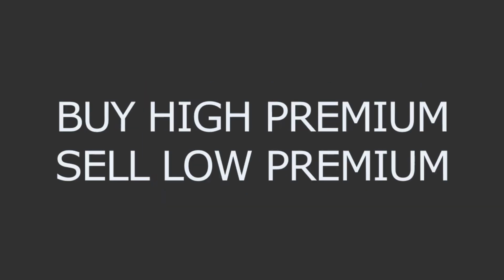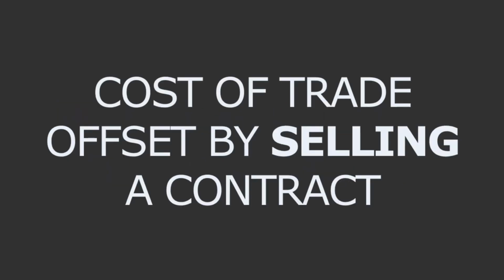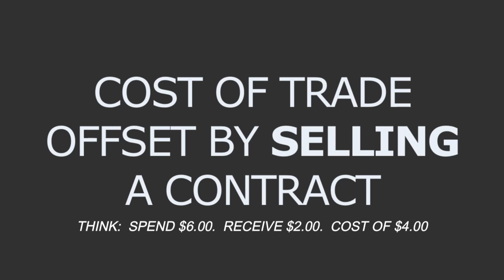So what is a debit spread? Well, that involves buying a higher premium option and selling a lower premium one in the same security. That results in a debit from your account. So when you buy the higher priced option and you sell the cheaper one, you actually offset the cost of the trade, because you pay the premium for the option that you bought, but you receive the premium for the one that you sold.